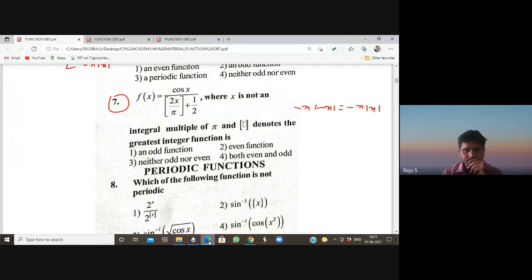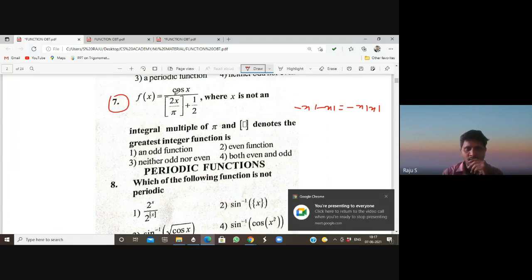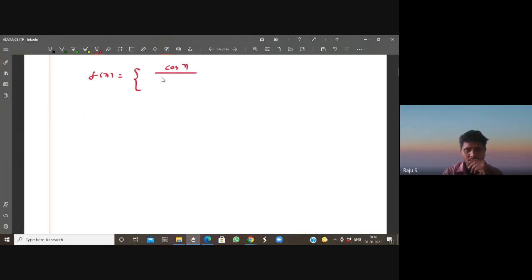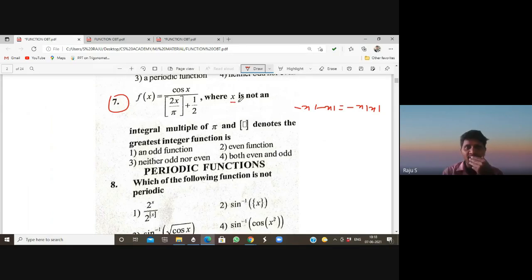Right. Now f of x is equal to cos x by the greatest integer of 2x by pi, plus 1 by 2. What is the condition they have given? Where x is not an integral multiple of pi. So when x is a multiple of pi, what will happen?